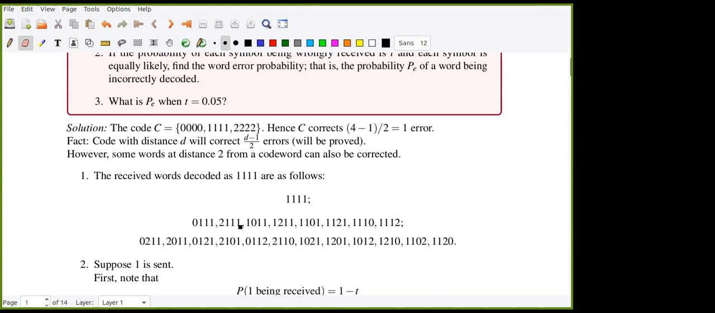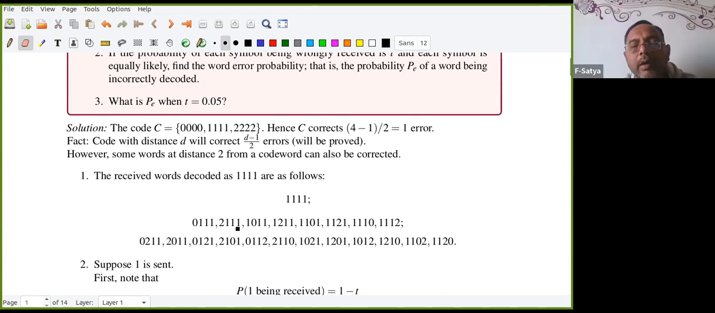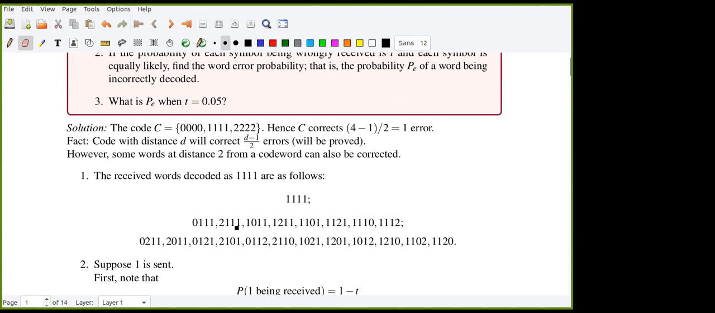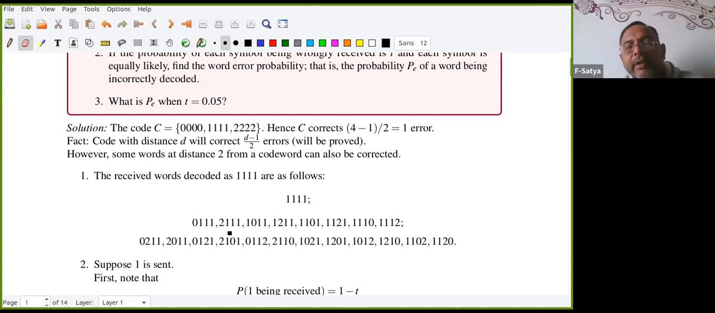So first we consider the case where there is only one error. What we will do is select places. There are 4 places: 1, 2, 3, 4. Out of these 4, I have to select 3 places first. How many ways can I select 3 places out of 4 places? 4C3 ways. What is 4C3? 4.